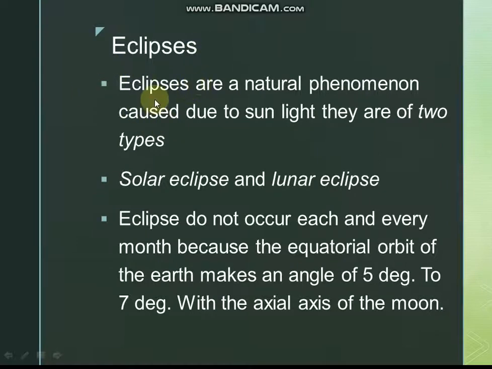Eclipses. Eclipses are a natural phenomenon caused due to sunlight and they are of two types: solar eclipse and lunar eclipse. Eclipses do not occur each and every month because the equatorial orbit of the Earth makes an angle of 5 degrees to 7 degrees with the axial axis of the Moon. So friends, you must have observed at least one of these eclipses. So let's see.